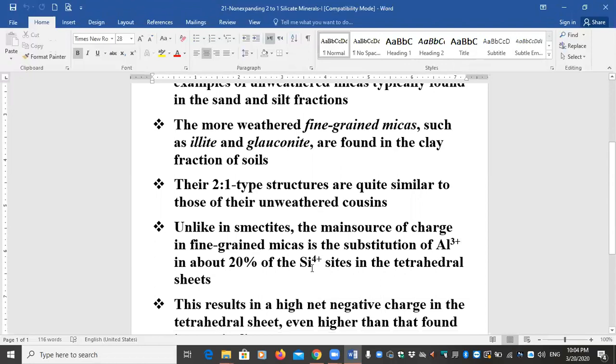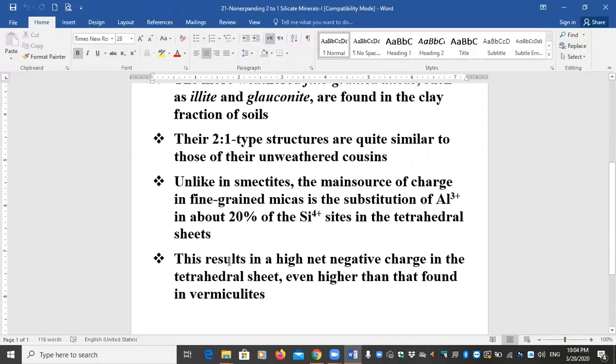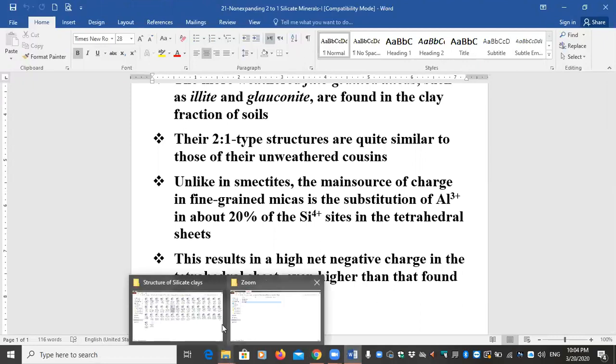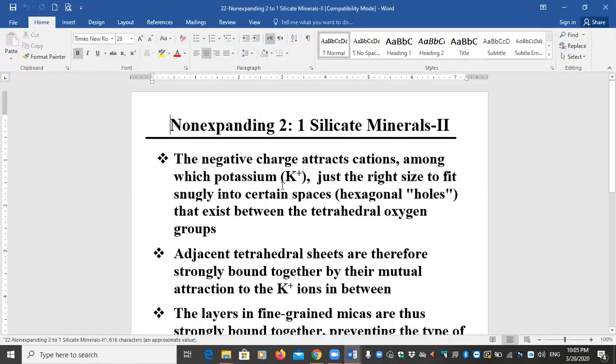That's very high isomorphous substitution. And we know that when we have high isomorphous substitution, what does that result in? This results in a high net negative charge in the tetrahedral sheet, even higher than that found in the vermiculites. We have seen how we have very high substitution in vermiculites, but this is even higher. The negative charge attracts cations, among which potassium, just the right size to fit snugly into certain spaces.